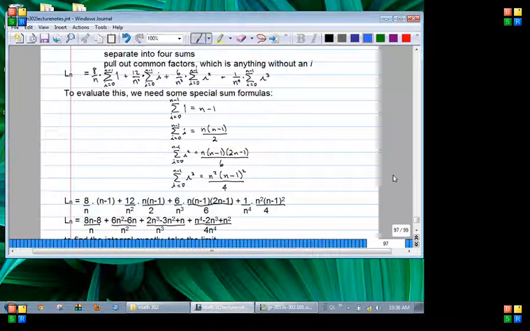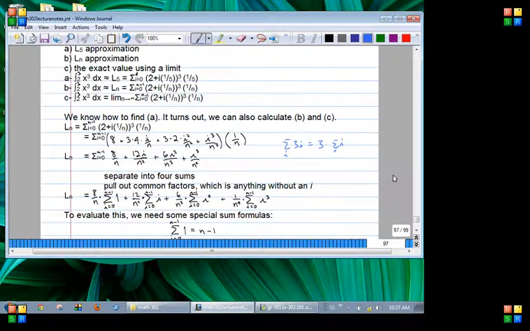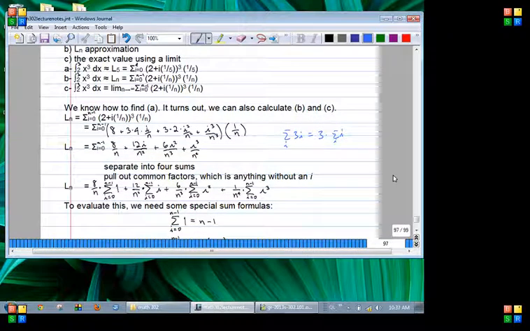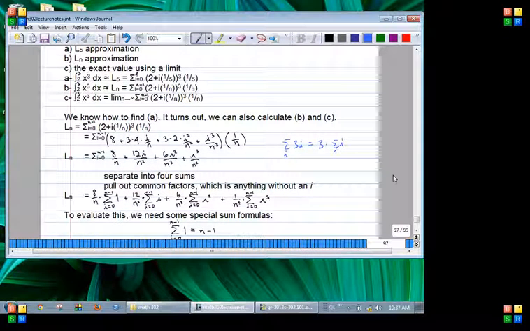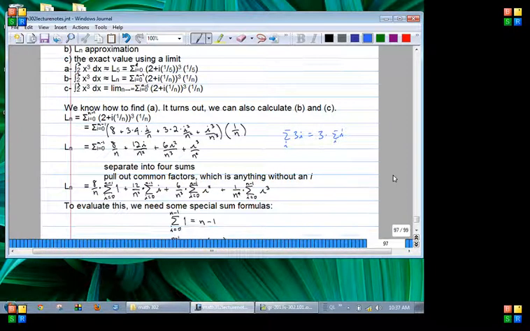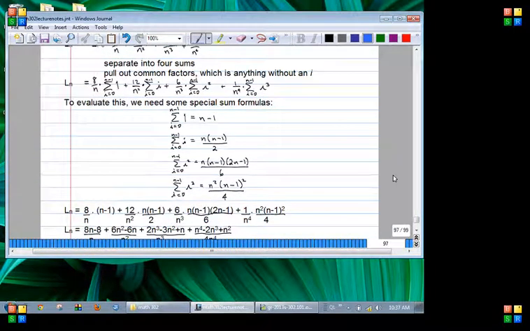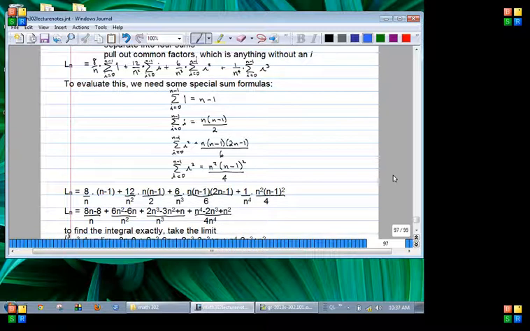So that's Ln. And this is the best thing, so Ln says if you tell me how many rectangles you break it up into, I can tell you what that area approximation is going to be. But that's still an approximation. So we've answered part B. How do we find the approximation? But now we're going to go on to part C. Make this exact by taking the limit.